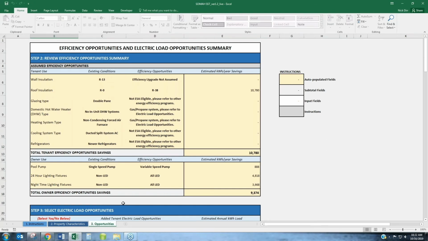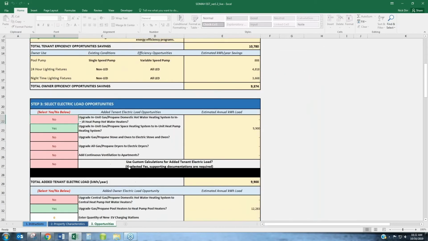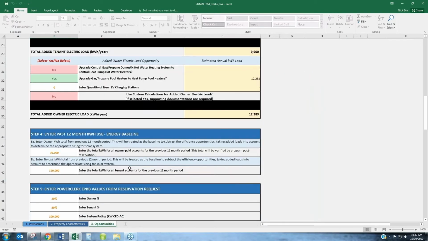Finally, this is an overview of the energy efficiency opportunities, an overview of the electric load addition opportunities, and then comparing the two against historic consumption and the solar PV system that was entered into the power clerk at reservation request.